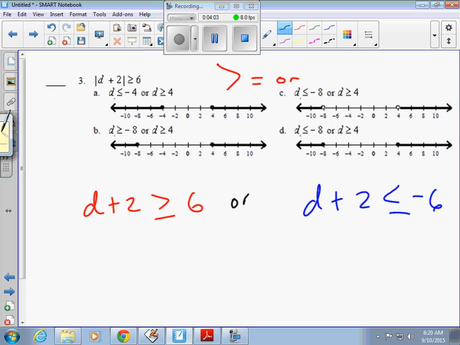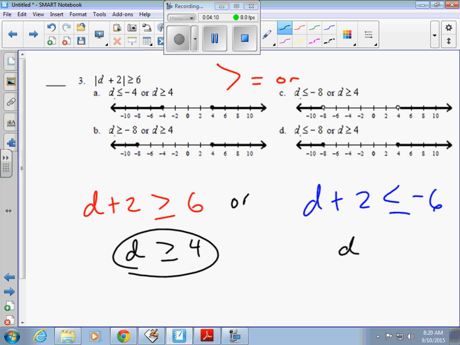So we're going to simplify or solve both of those. Undo plus 2 by subtracting it on both sides. d is greater than or equal to 4 for this one. Subtract 2 on both sides of this one. d is less than or equal to negative 8. So we have 2 inequalities separated by or.